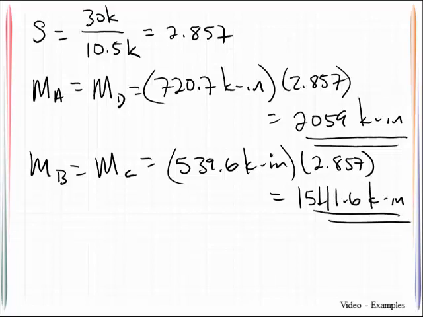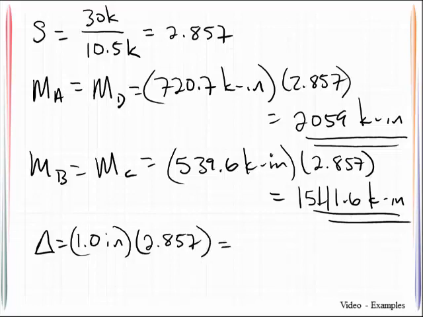Now, one other little piece of information that you may be interested in is we knew that when we applied 10.5 kips the displacement was 1 inch. So if I want to know what it is when I apply 30 kips, I multiply that by the scale factor, and that'll tell me that the displacement is 2.857 inches. That concludes this example.